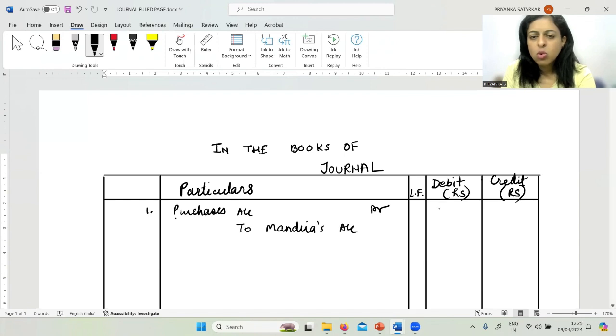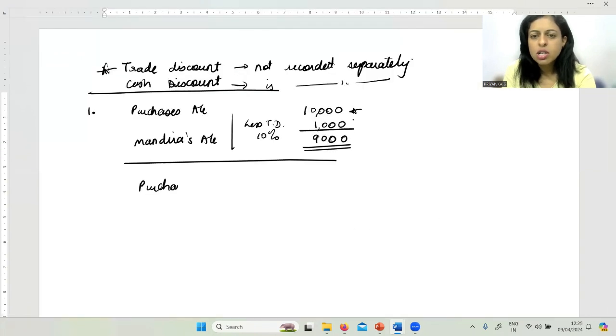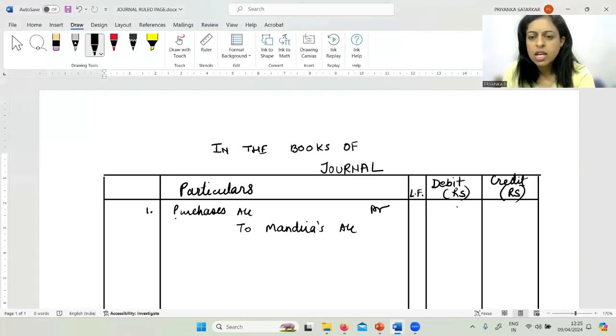How much is the amount now? I'm not going to write 10,000. I'm not going to write 1,000, but I'm going to write 9,000 directly. So these are not the amounts I write. I write 9,000 directly on debit. I will write 9,000 on credit. Also, I will write 9,000.